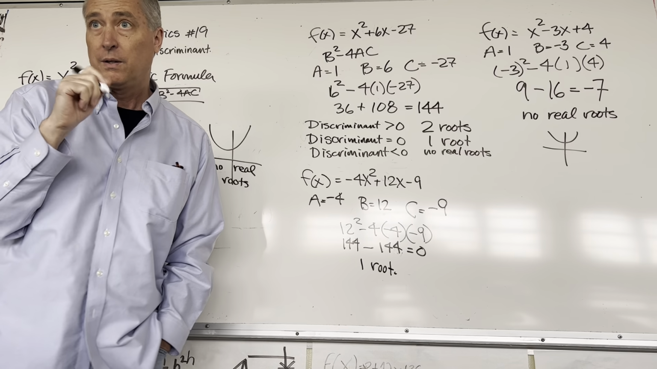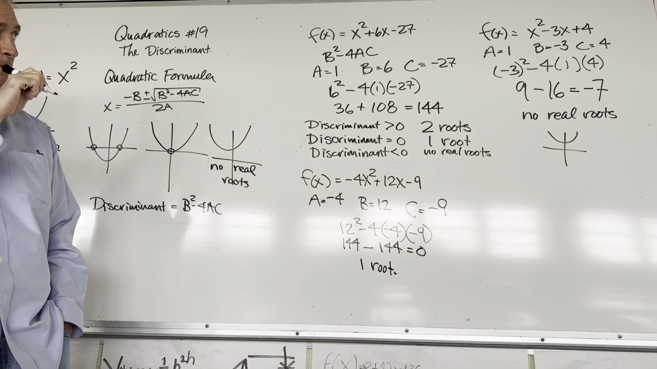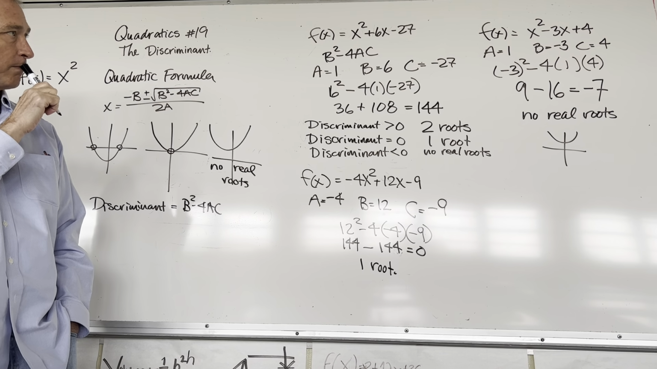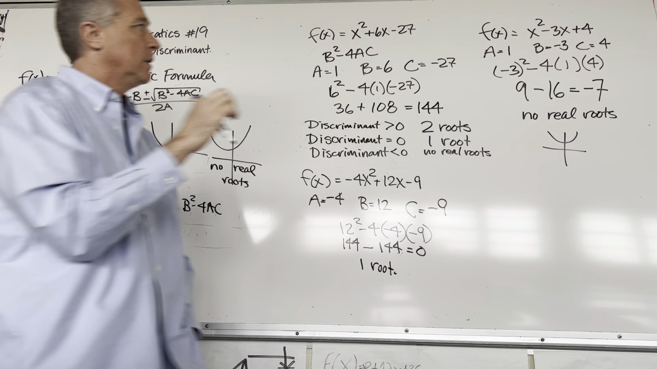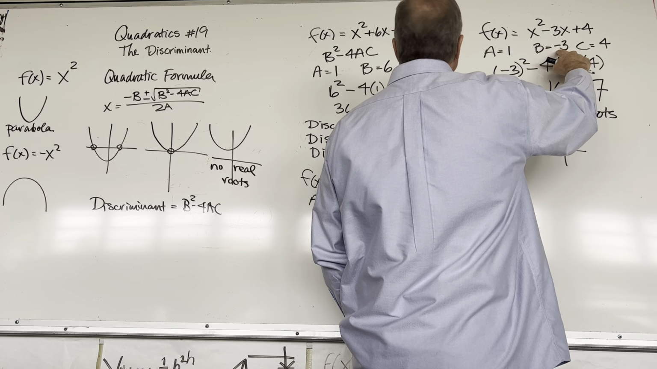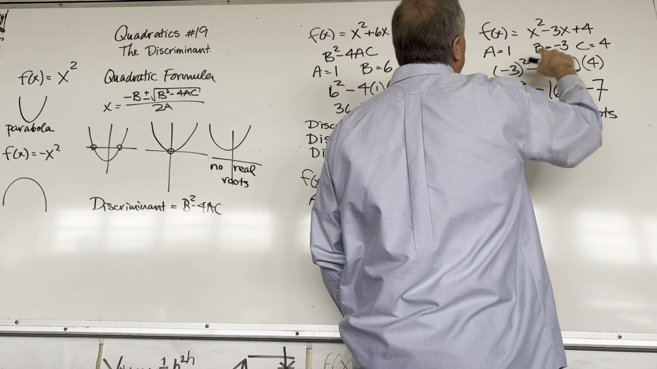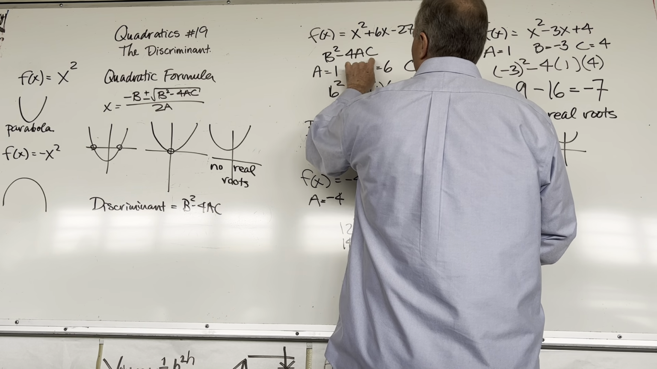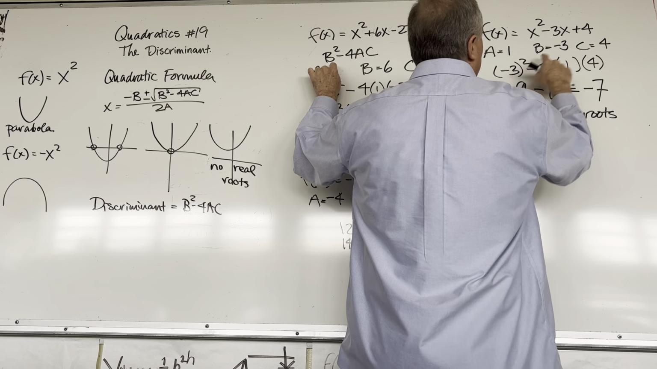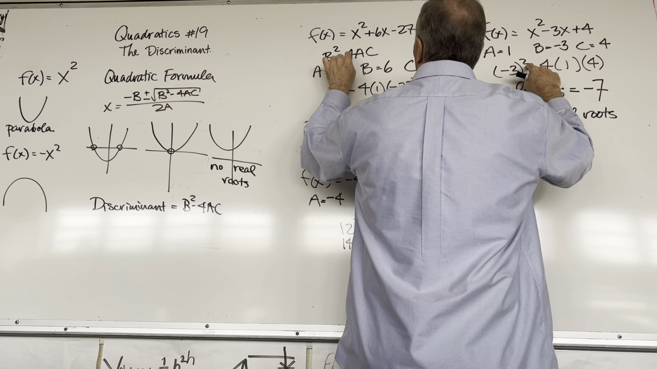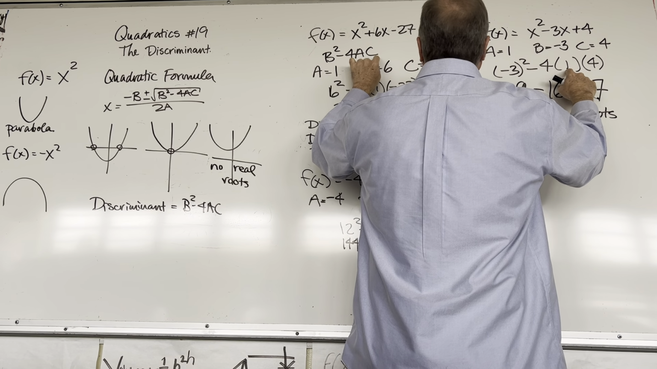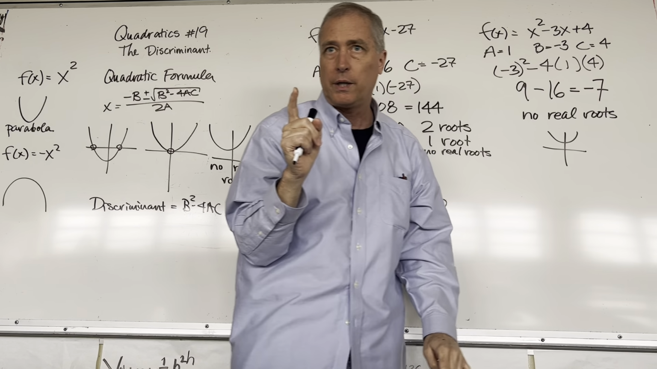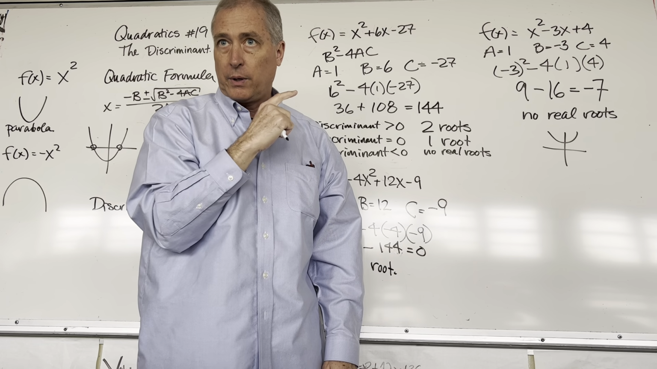Yes? If b is negative 3, why is it 4? One more time. If b is negative 3, why is it 4? I'm trying to do b squared minus 4ac. Did I fill that in right? So b is negative 3 here squared minus 4 times ac. Am I doing it right? A is 1, c is 4. Is that okay? Did I do it right there?